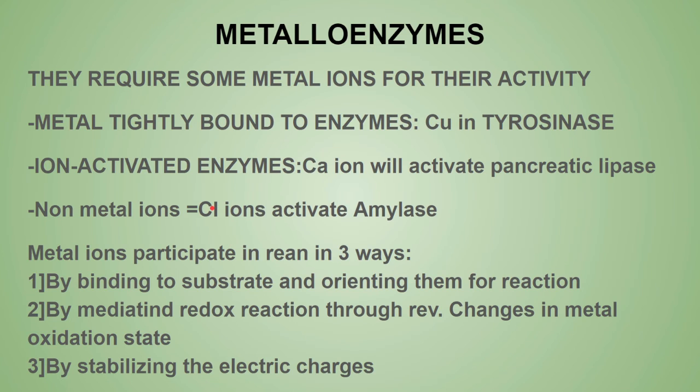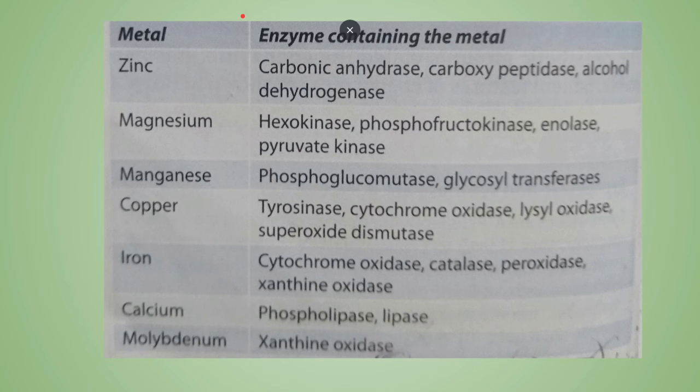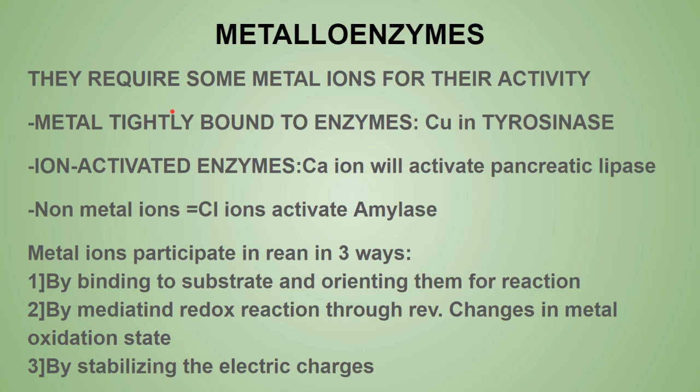Now the metalloenzyme, as the name says, is an enzyme that requires metals for its activity. So these are some examples of the metals and the enzymes containing the metals. The metals tightly bound to enzymes include copper with tyrosinase. Copper and tyrosinase are tightly bound to the enzyme.